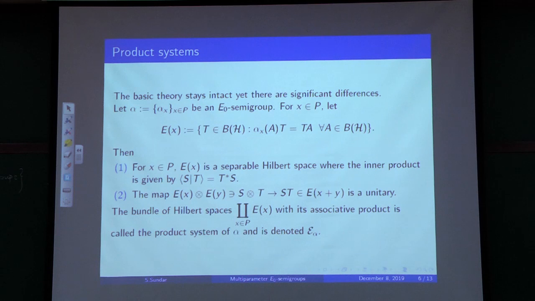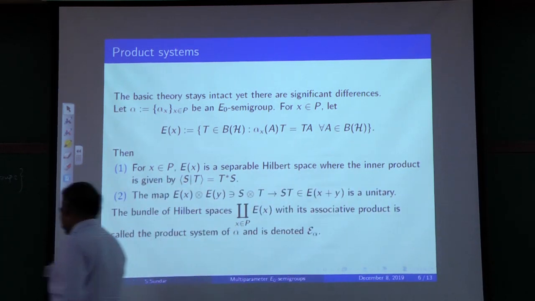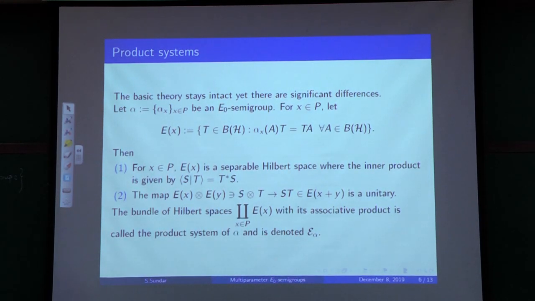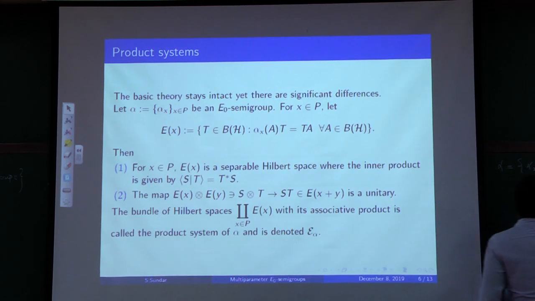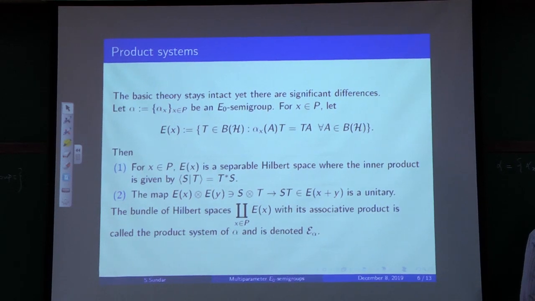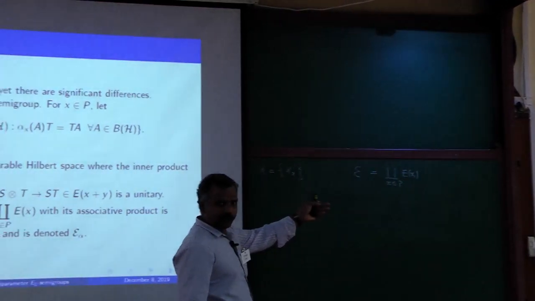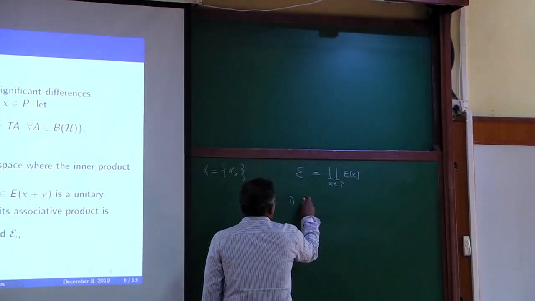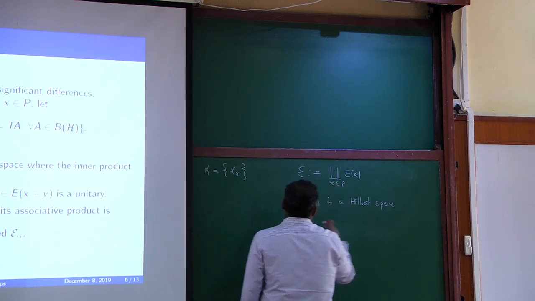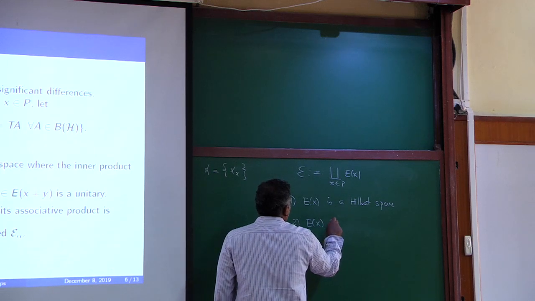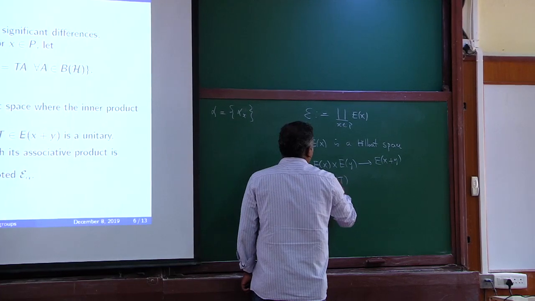So let me write. If you have an alpha, I have a bundle of Hilbert spaces, the disjoint union over x in P of Ex, and for every x, Ex is a Hilbert space, and there is a multiplication from Ex cross Ey to E(x+y), (S, T) goes to S dot T.